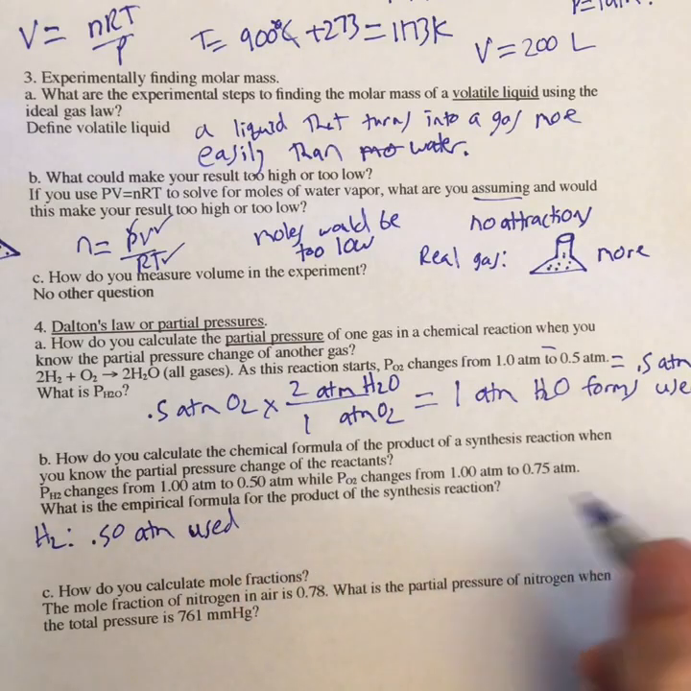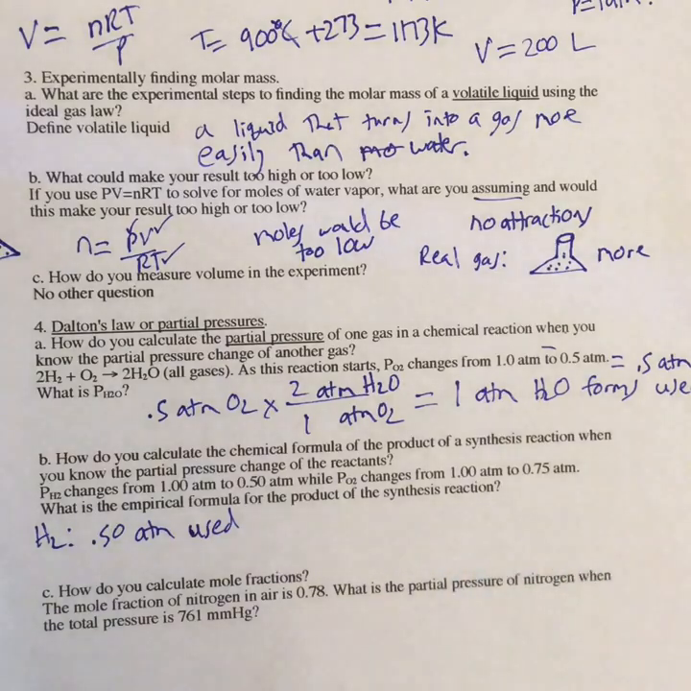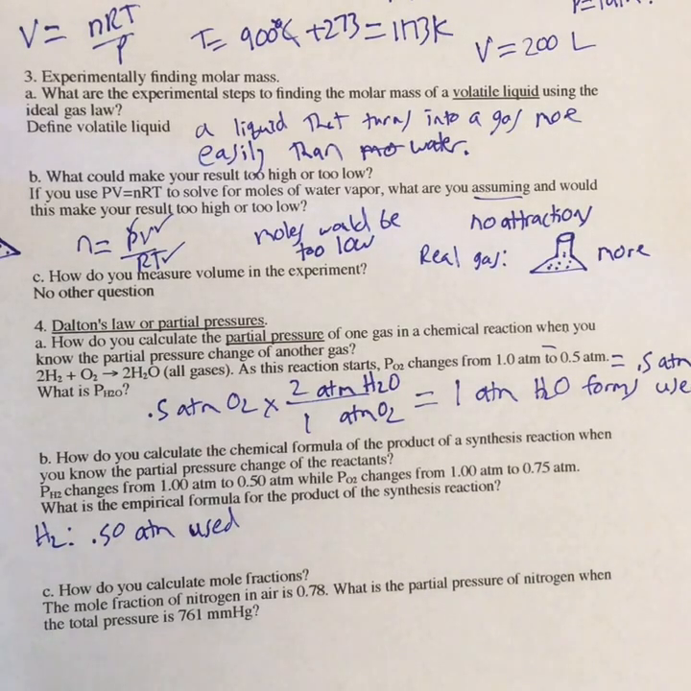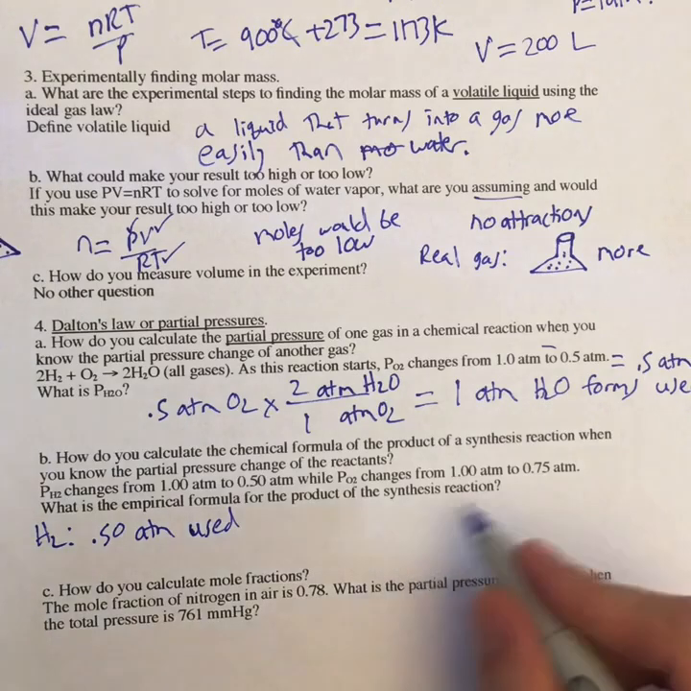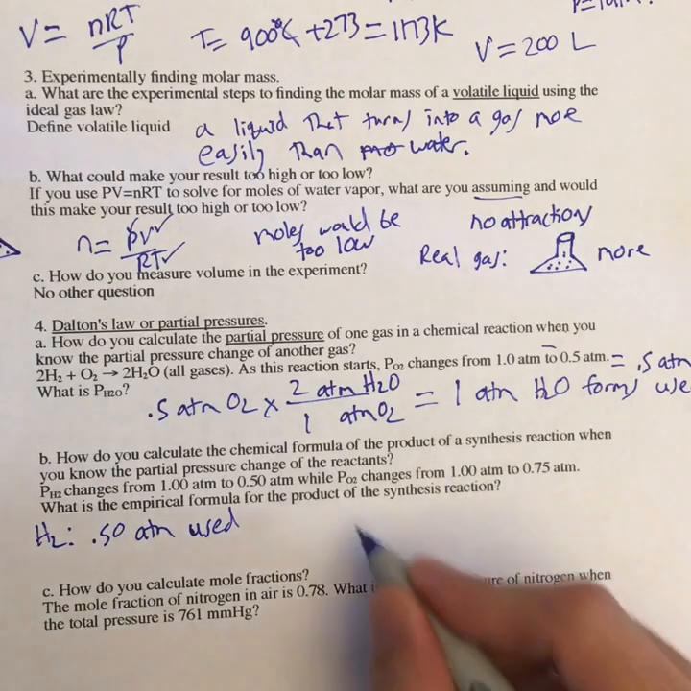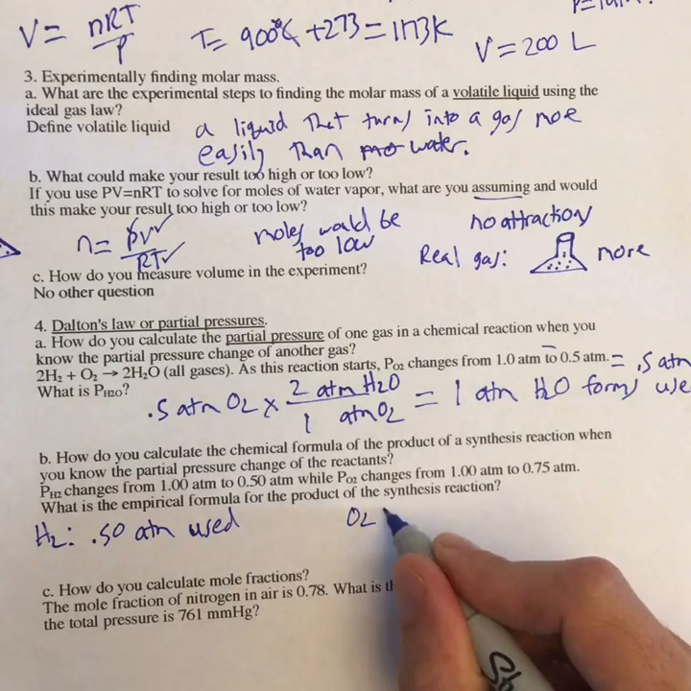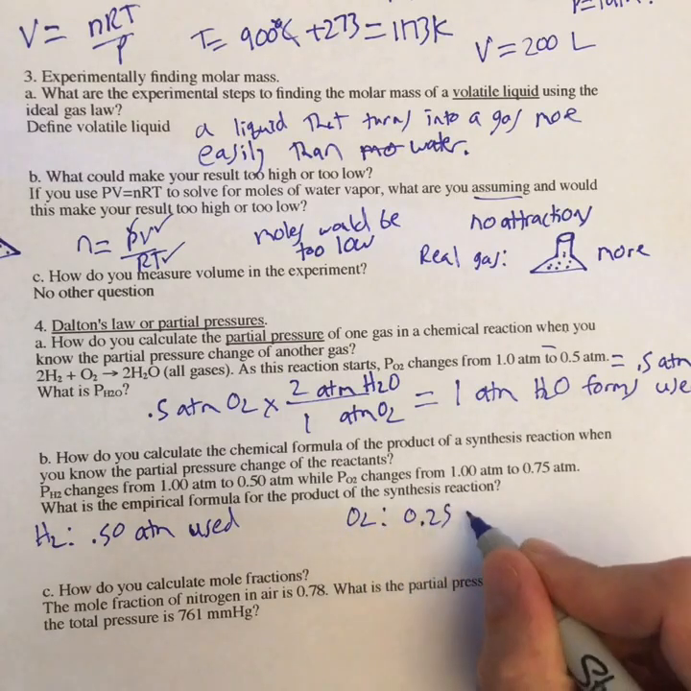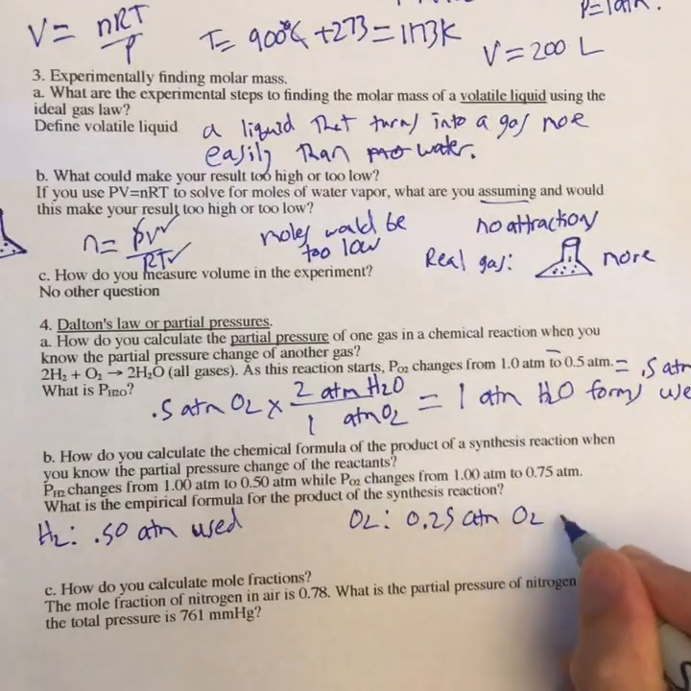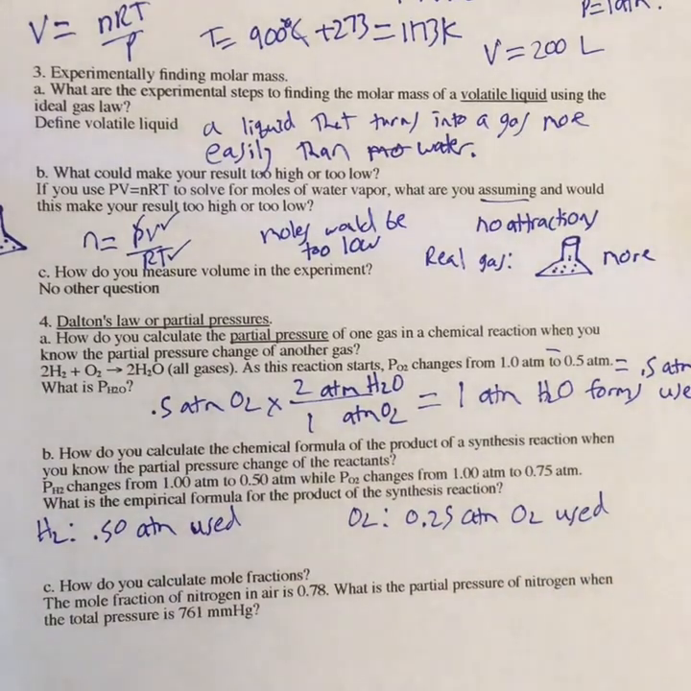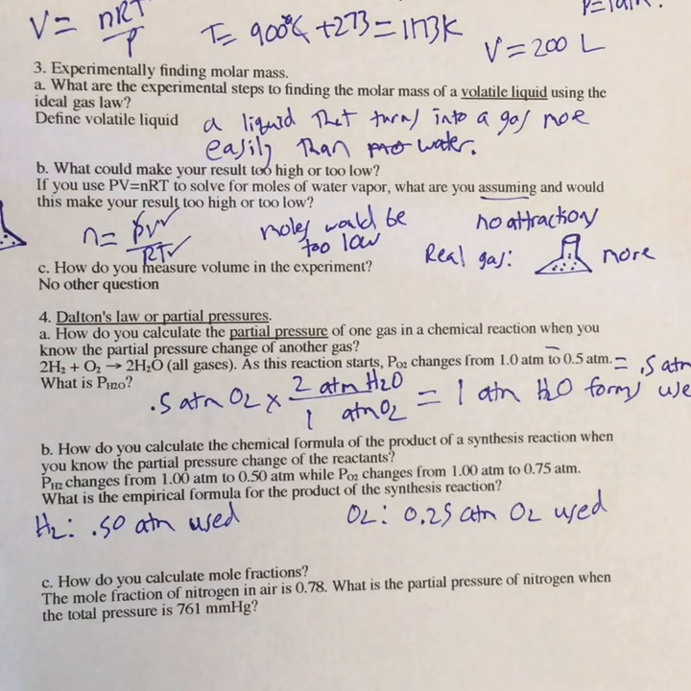For oxygen, 1.00 minus 0.75 is 0.25 atmospheres of oxygen that are reacted. And all of that goes into the final formula.